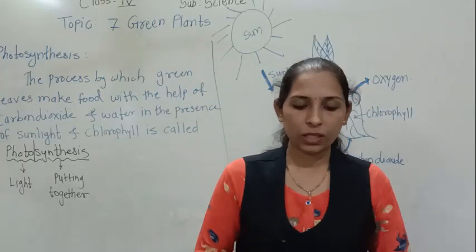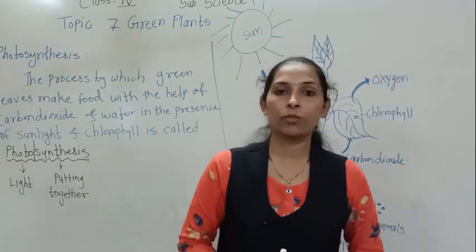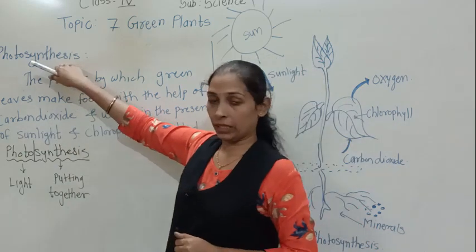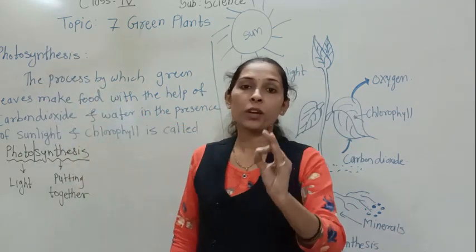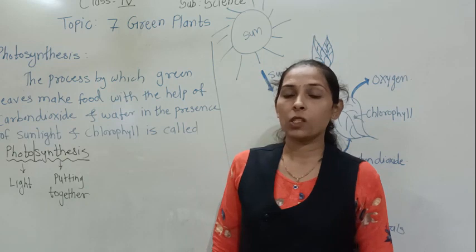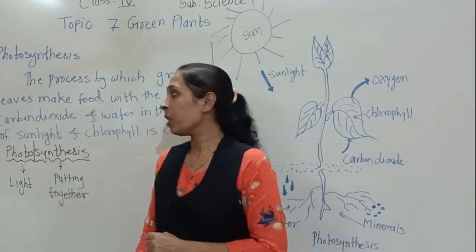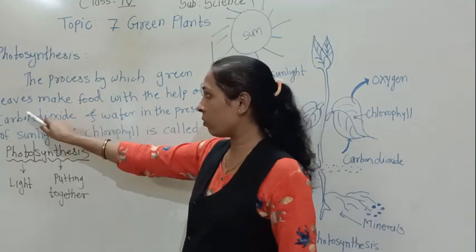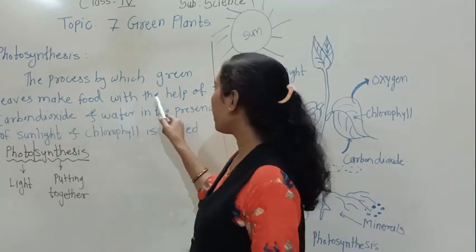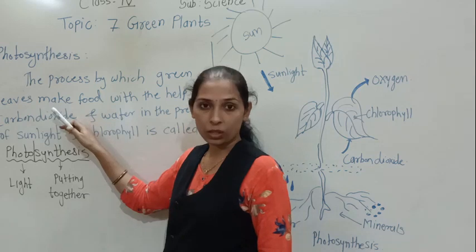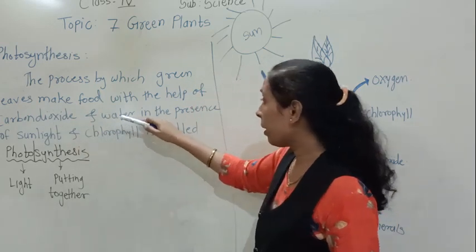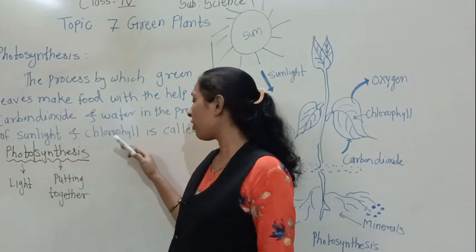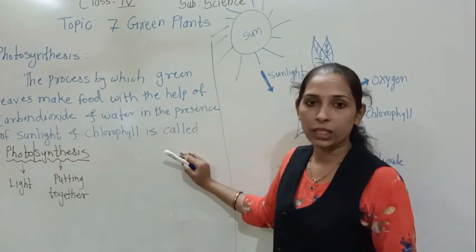Okay, so now dear students, we are going to move to the next point from the same lesson. We are going to discuss photosynthesis. Let's discuss what is meant by photosynthesis, what is its definition. The process by which green leaves make food with the help of carbon dioxide and water in the presence of sunlight and chlorophyll is called photosynthesis.